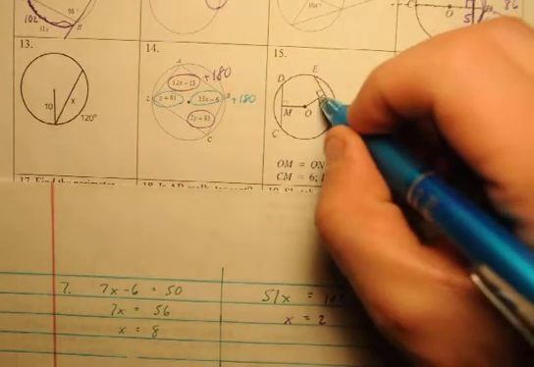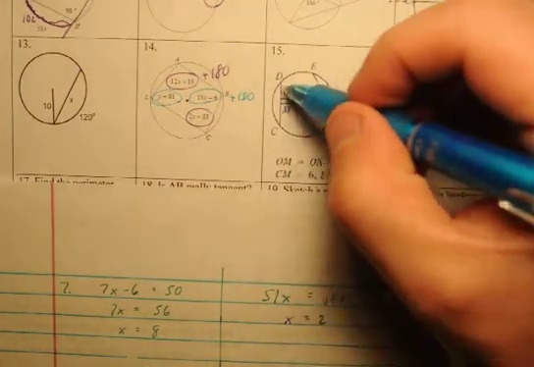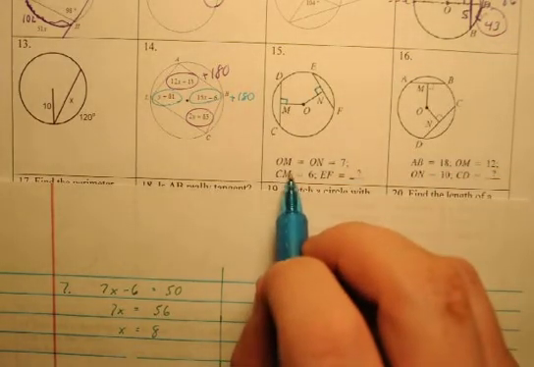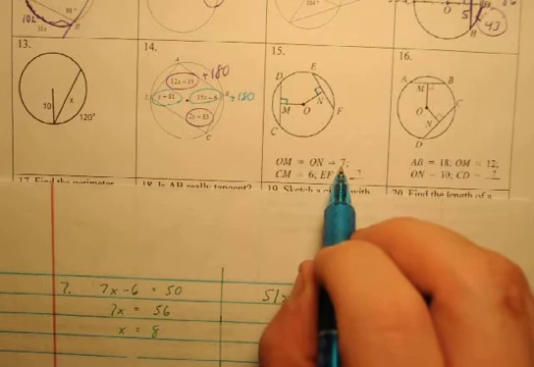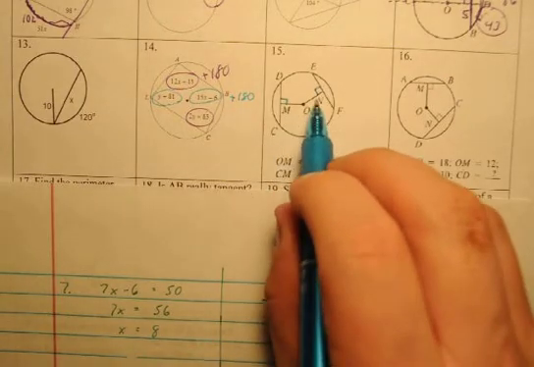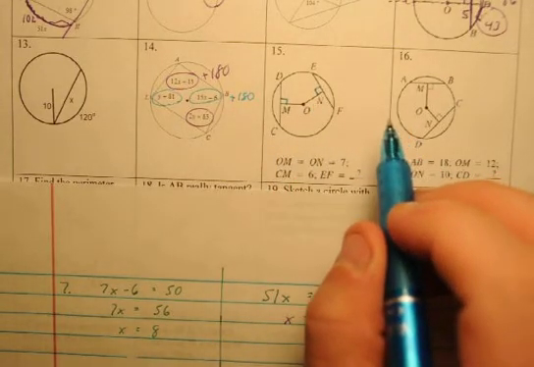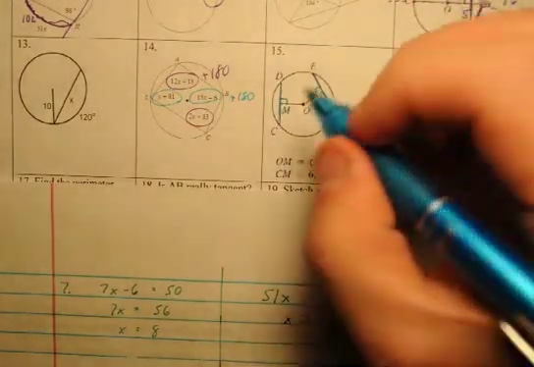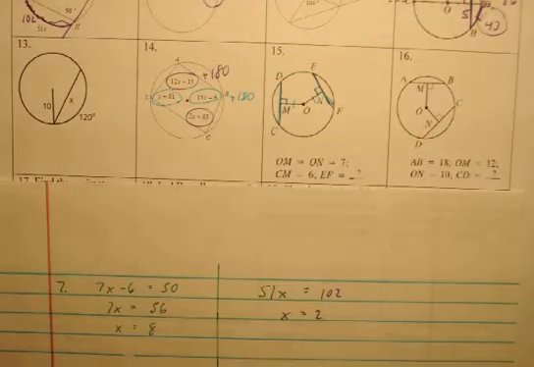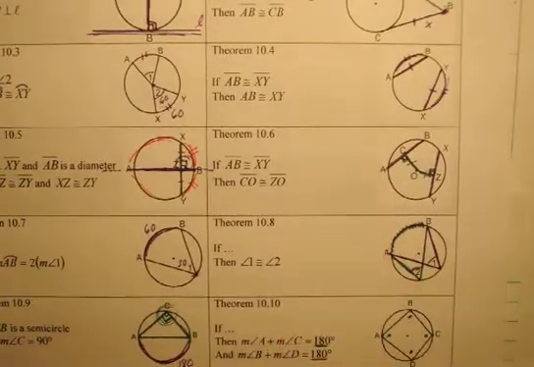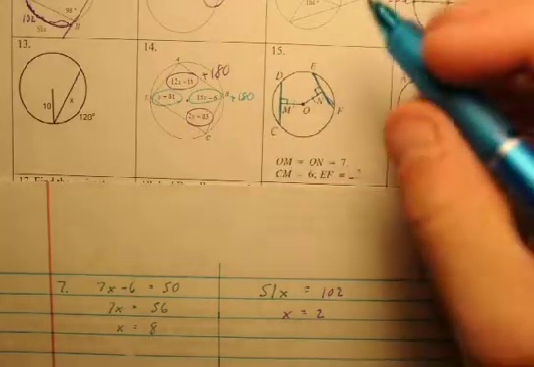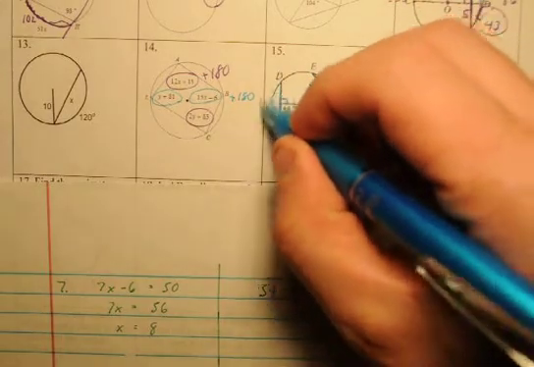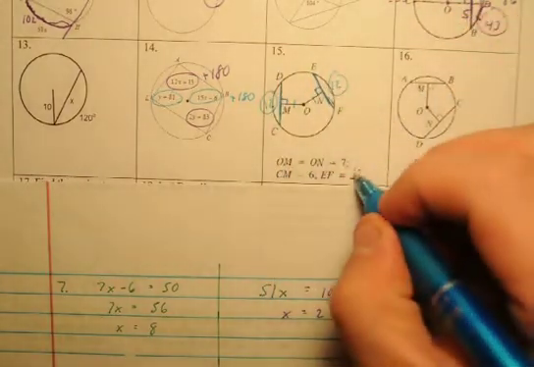I see the right angle. Because of the right angle, that means that if OM equals ON equals 7, so if these are both 7s, and CM is 6, that means that these lengths are the same as well, because this is the same as that, based off of Theorem 10.6. That's what we could use to say that if this is 6, that makes this 12, which makes this 12. The answer is 12.